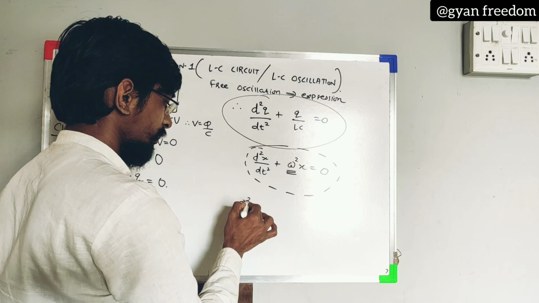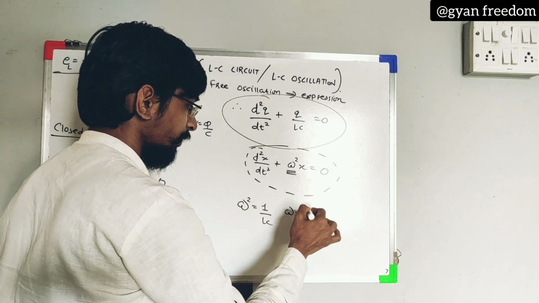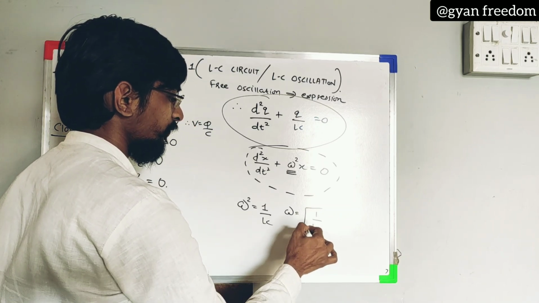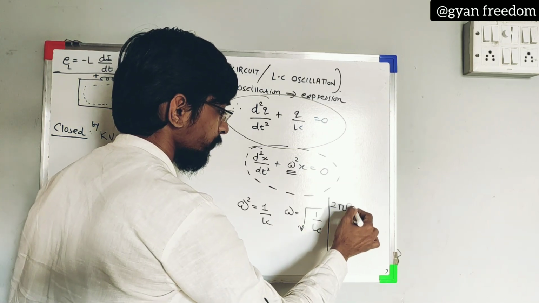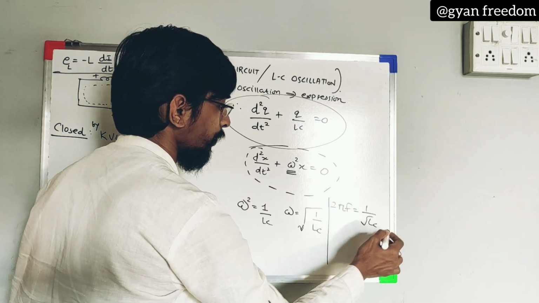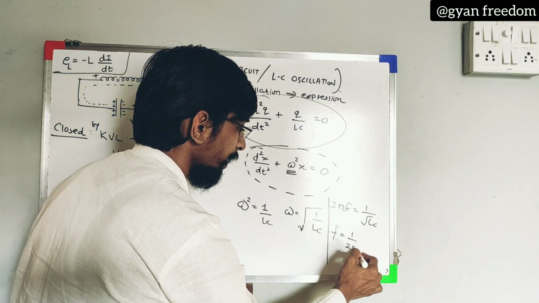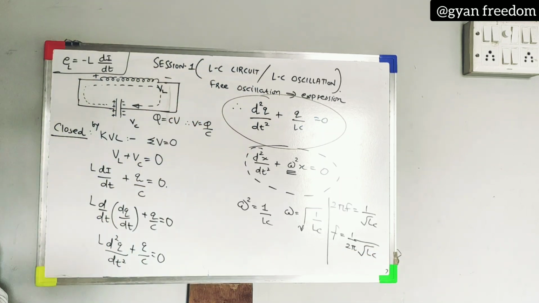So omega square is 1 upon LC, omega will be under root of 1 upon LC, that is angular velocity or angular frequency they term as. Omega is 2 pi f, 2 pi f is 1 upon under root of LC, then frequency becomes 1 upon 2 pi under root of LC, and this is the resonating frequency when XL is equals to XC.